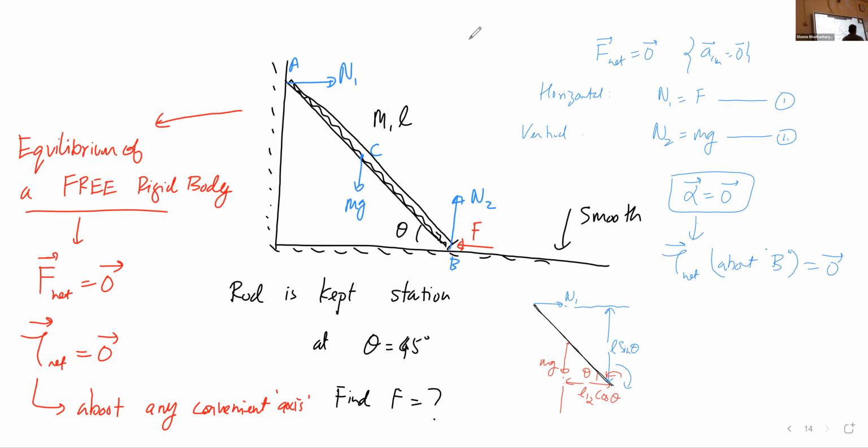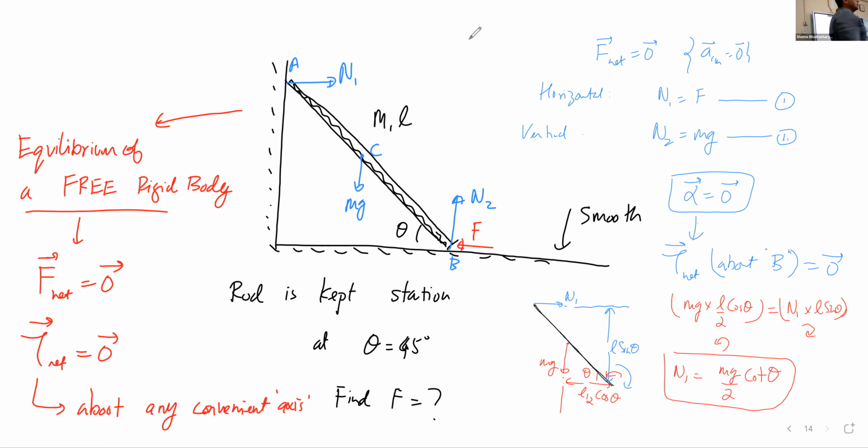So when I write this torque balancing equation, I have mg into L by 2 cos theta, which is creating the anti-clockwise torque, balanced by N1 into L sin theta, which is creating the clockwise torque. So in general, I have the equation that N1 is equal to mg by 2 cot theta. I've taken an easy case where theta is 45 degrees, so cot theta is 1. So I'll get exactly mg by 2.